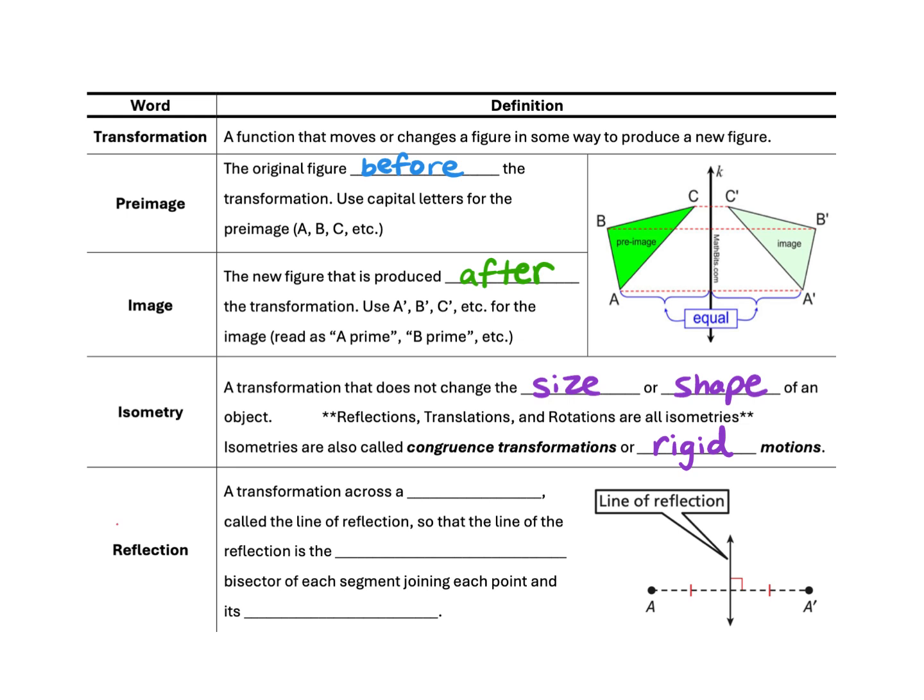This section focuses specifically on reflections, and a reflection is a transformation across a line called the line of reflection. So the line of reflection is the perpendicular bisector of each segment joining the point and its image. In simple terms, a reflection takes an object and mirrors or flips it across a line.